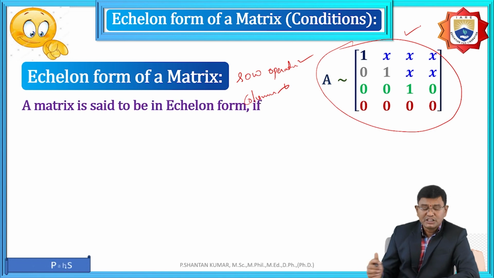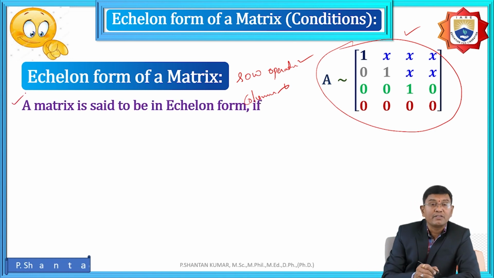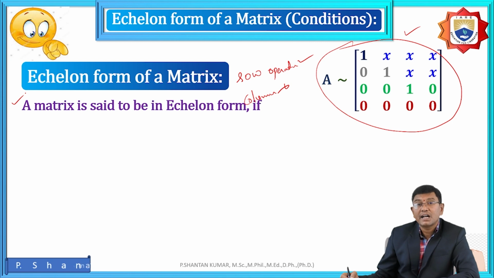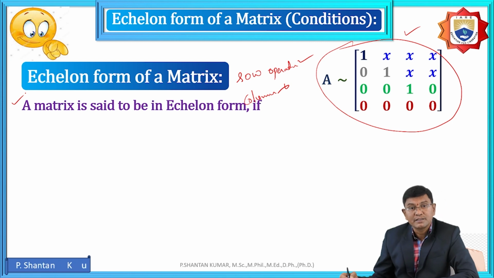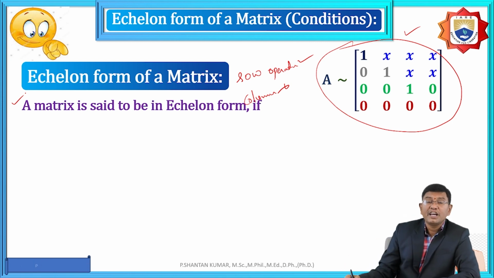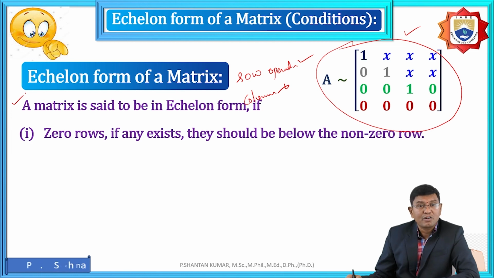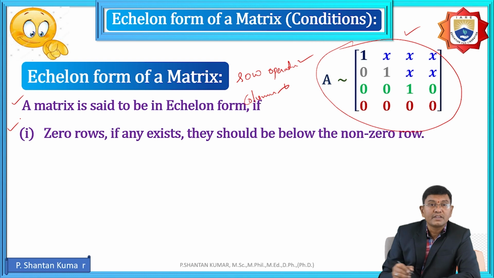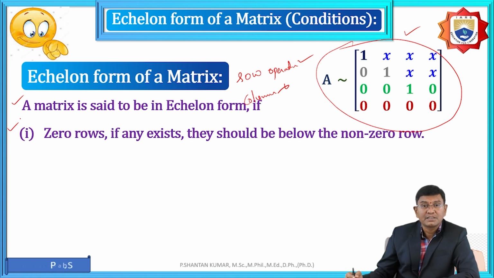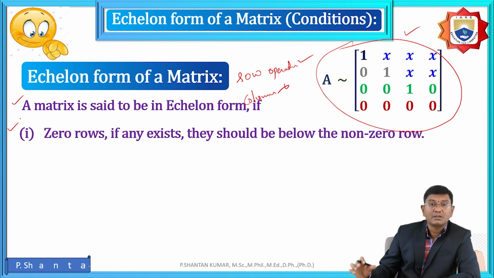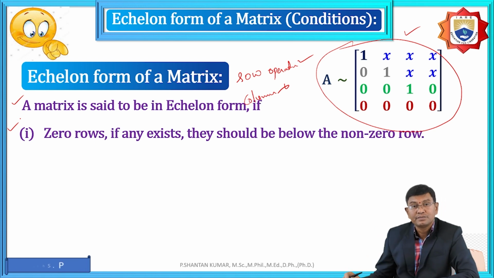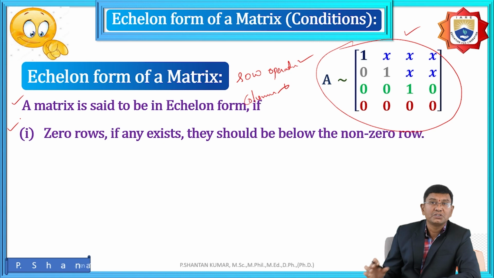Here, first of all, a matrix is said to be in echelon form. What are the conditions? It must satisfy the following conditions. After applying elementary row operations, if any 0 rows occur, then we put them in the last row. That is one fundamental condition.